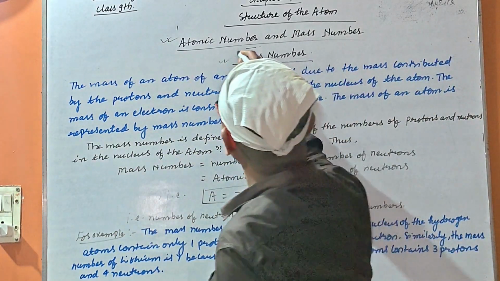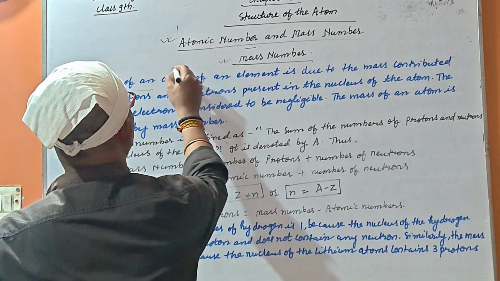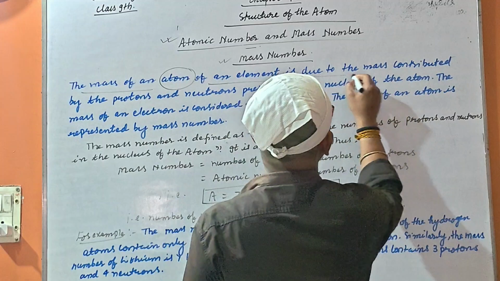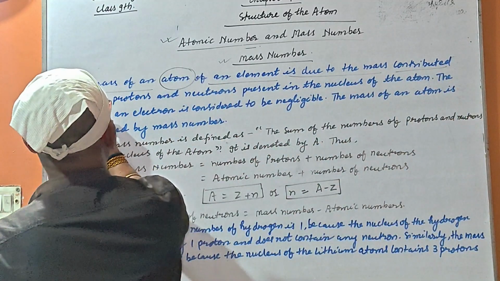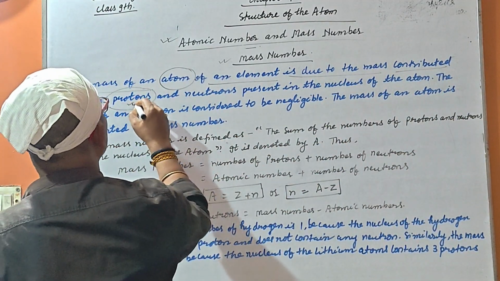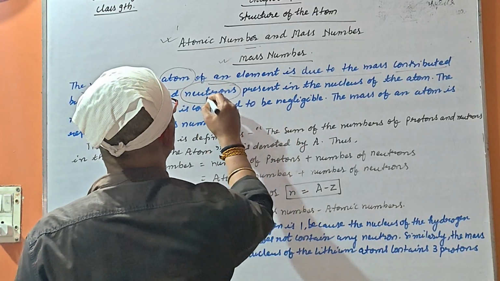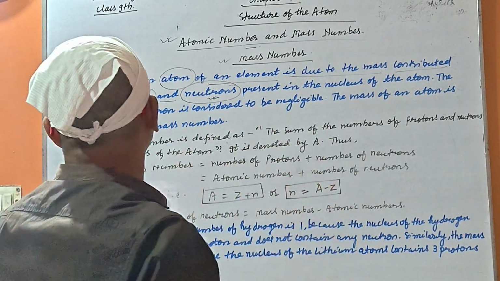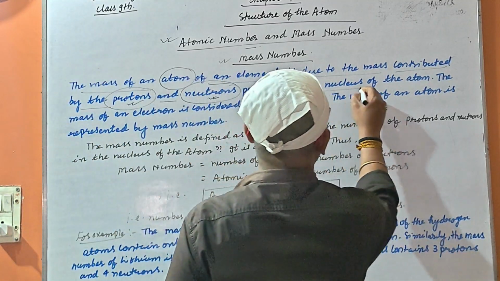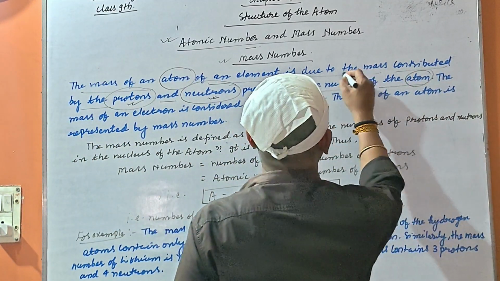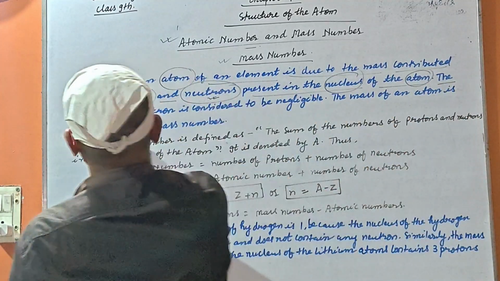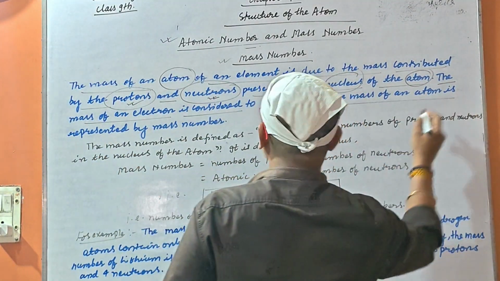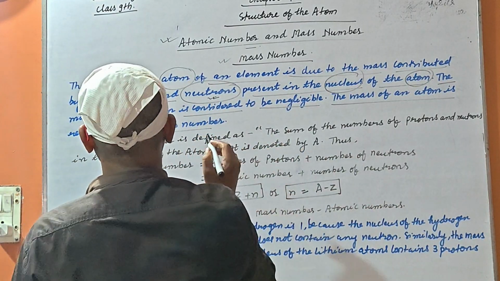So the mass number. The mass of an atom of an element is due to the mass contributed by the protons and neutrons present in the nucleus of the atom. The mass of an electron is considered to be negligible. The mass of an atom is represented by the mass number.